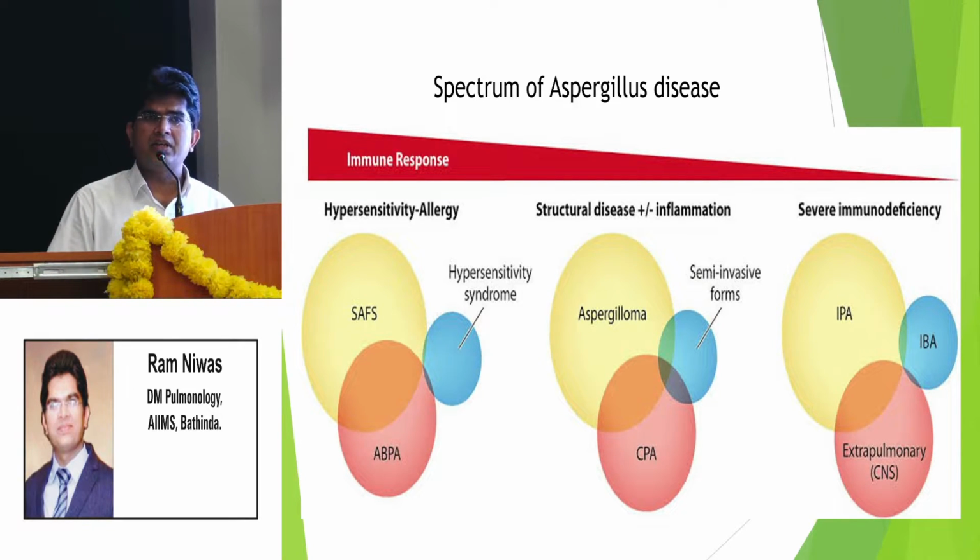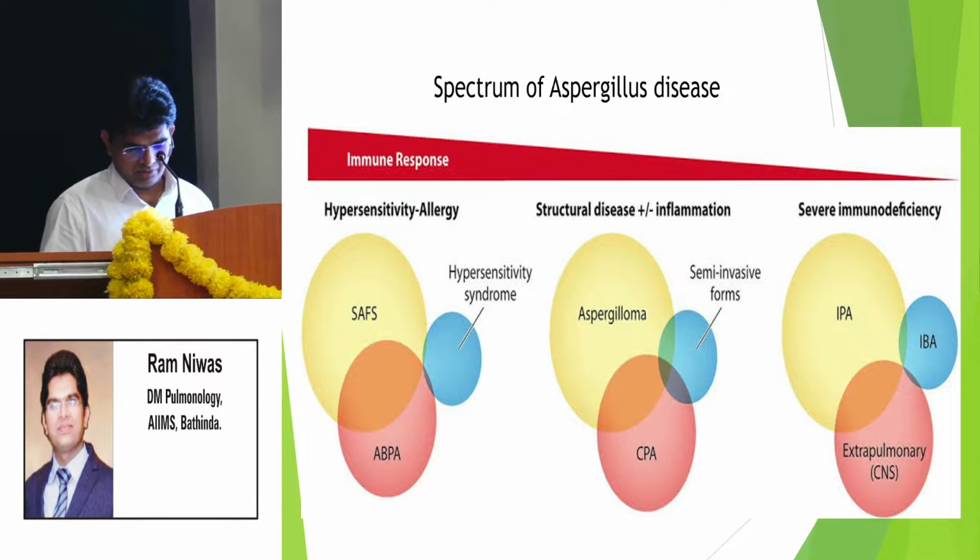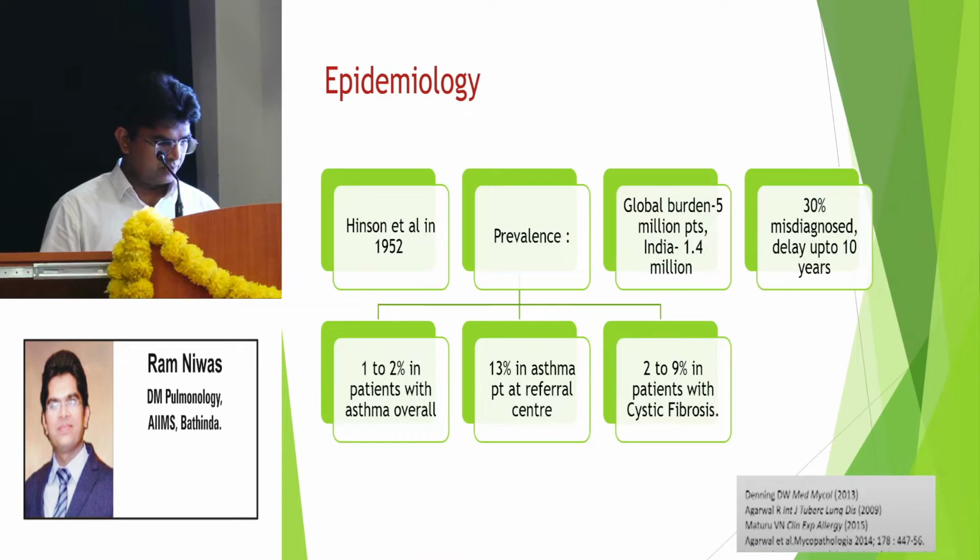If a patient is immunocompetent and the lung has some structural lung disease or some chronic inflammatory lung disease, the patient may develop aspergilloma, chronic pulmonary aspergillosis, or some semi-invasive form of Aspergillus. If the patient has severe immune deficiency, the patient may develop the invasive form of pulmonary aspergillosis.